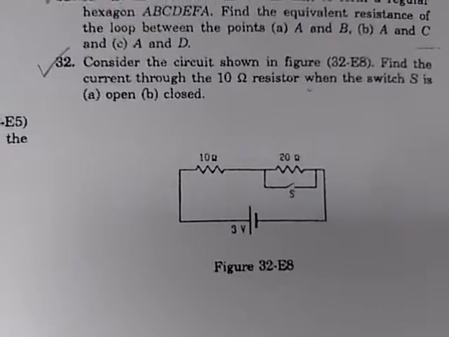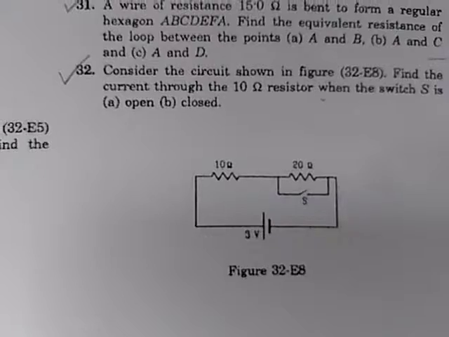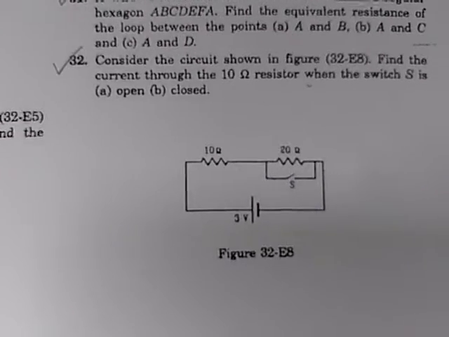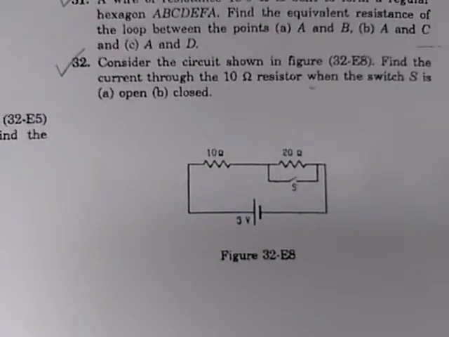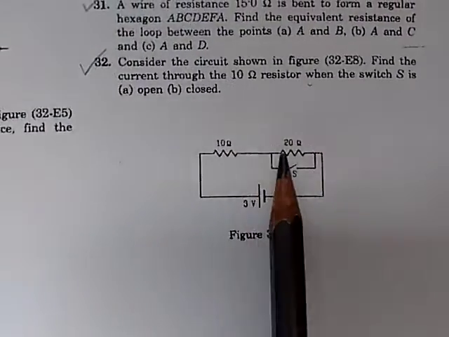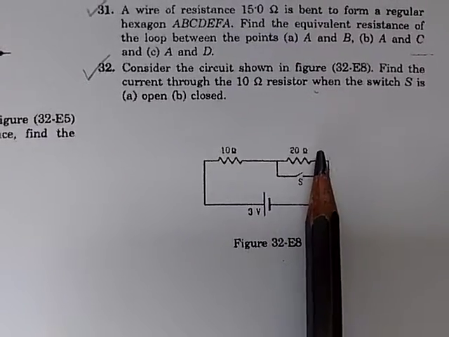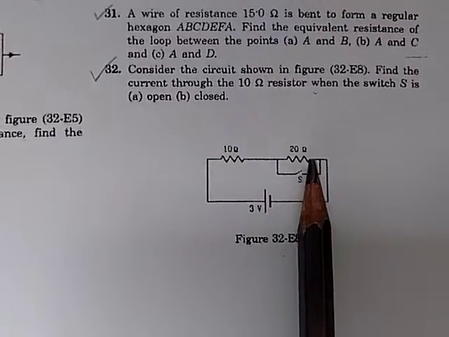Number 32 from H.C. Verma book, chapter 32, about the electric current, problems based upon simple Ohm's laws. So in this circuit shown, we have a 10 ohm resistor and a 20 ohm resistor, and we have a switch S which is connected parallel to the 20 ohm resistor.